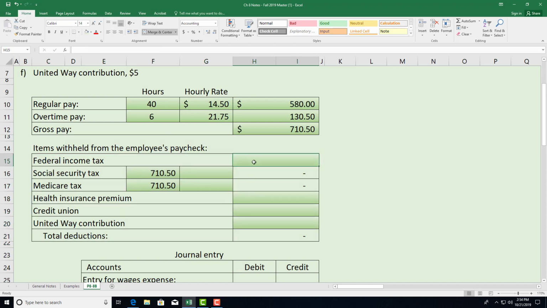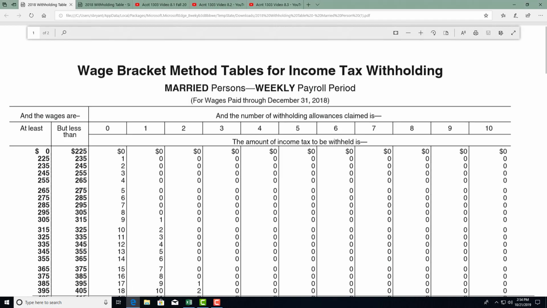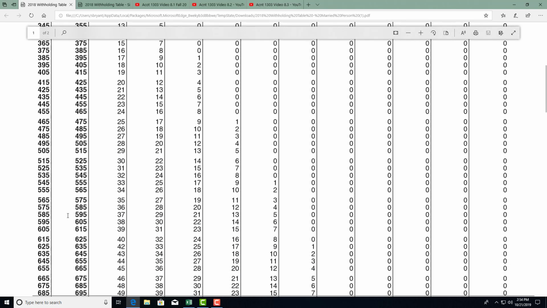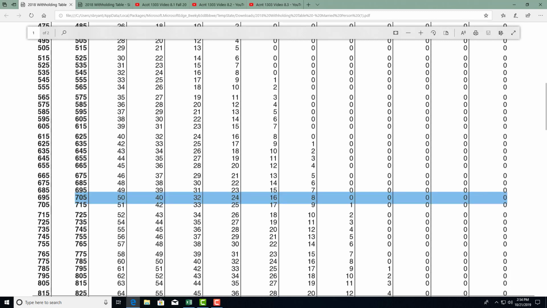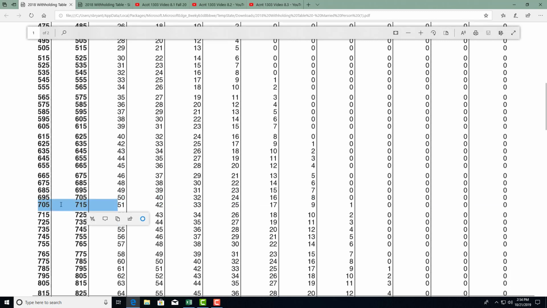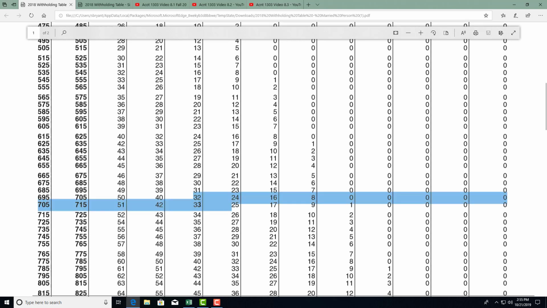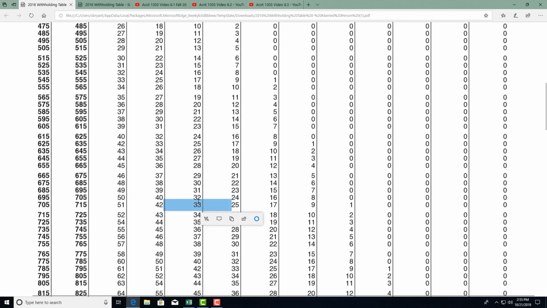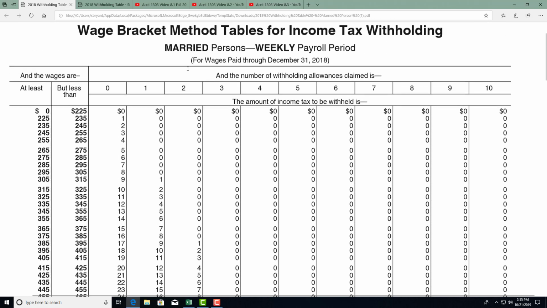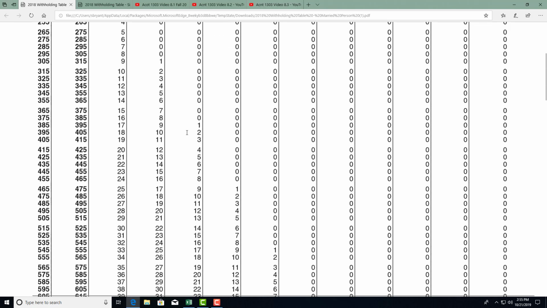And so then I have this box down here set up for us to calculate the items withheld from her check. Now first is the income tax. So we need to use those tables again. So $710.50, married with 2 allowances. So I'm going to the married table. Scroll down, so $710.50 would fall between the 705 and 715, and then we have 0, 1, and 2 allowances. So it looks like our income tax withheld would be that $33 right there, again under the column where we have 2 allowances.